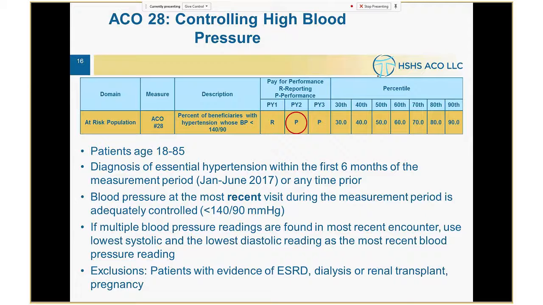To be positive in the numerator, the blood pressure at the most recent visit during the measurement period must show that the blood pressure is adequately controlled, as defined as less than 140/90. If multiple blood pressure readings are found in the most recent encounter, you are able to use the lowest systolic and the lowest diastolic reading as the most recent blood pressure. Exclusions to this measure include patients with evidence of end-stage renal disease, dialysis, or renal transplant, or pregnancy.